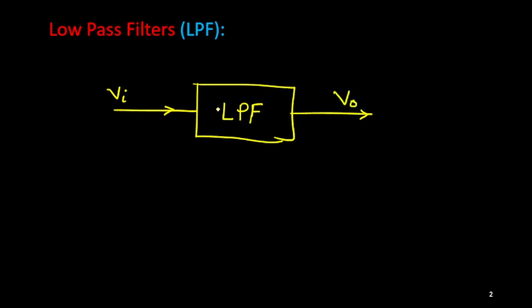Now, the term low-pass filter implies that a low frequency signal can easily pass through the system. Means if a low frequency signal is present at the input side, that signal can go through the system and it will be available at the output end. Just take one example. Suppose Vi equals 10 sin 100t. Okay, this is our desired signal.